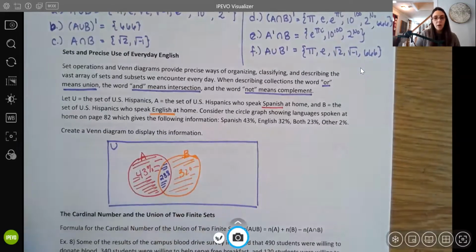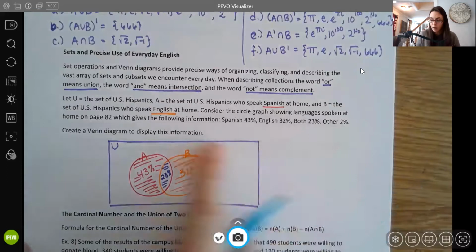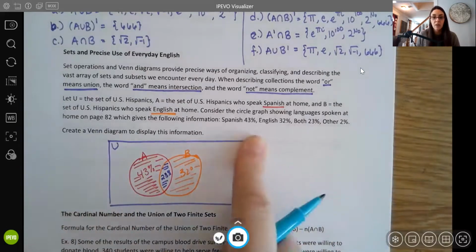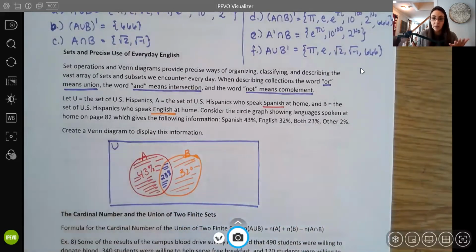Now, where's the other going to go? Well, the other is still part of the universal set, right? It's just these people speak a different language, right? They don't speak English or Spanish at home, so they speak a different language.